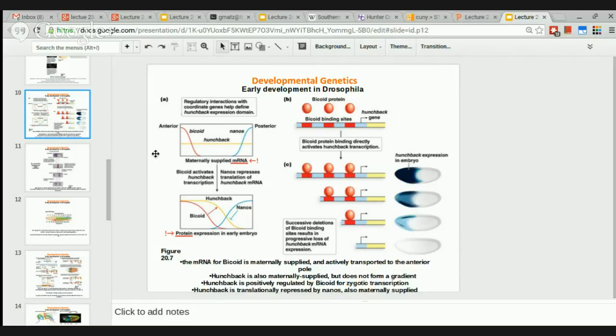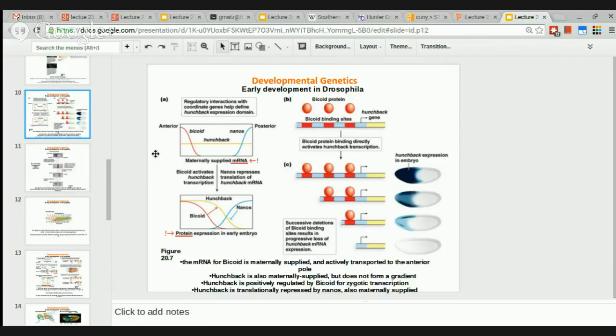Hunchback has a number of different binding sites in its enhancer for bicoid. It has more than 3, but just for the sake of argument, we should say it has 3. So that means that Hunchback is going to be actively transcribed and produced where bicoid is high in expression, so that is the anterior pole. And indeed, that's what you see. Hunchback has a very high expression pattern towards the anterior pole.